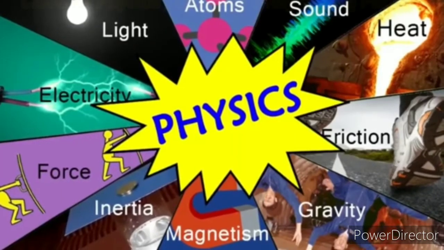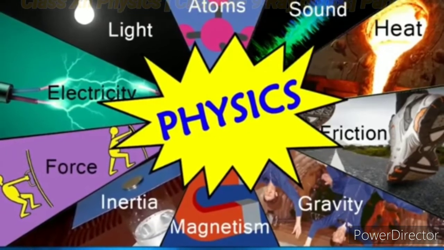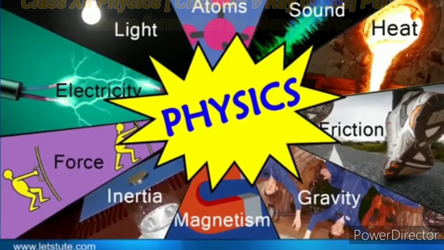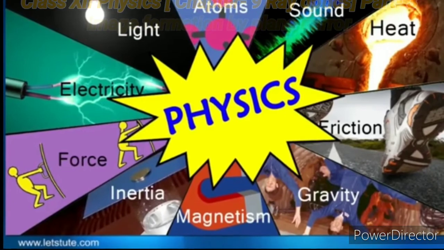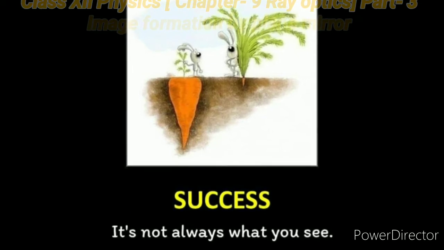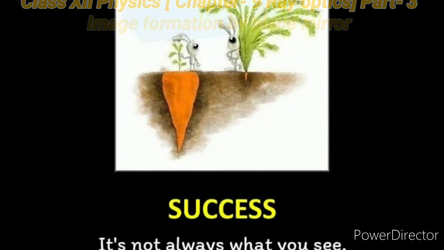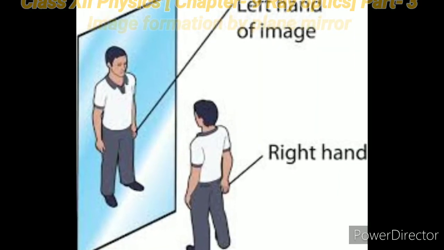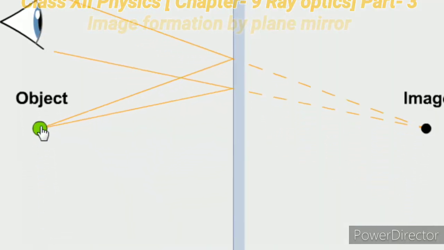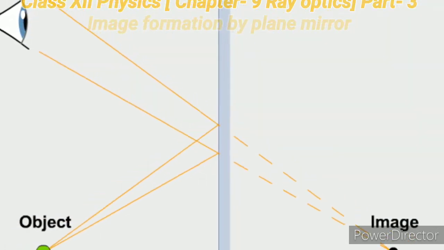Good morning everyone. Today we are going to learn image formation by a plane mirror and the characteristics of the image formed by a plane mirror. As we know, the image formed by a plane mirror is upright, virtual, and has the same size as the object. The distance between the object and mirror, and the mirror and image, is the same. We follow all these characteristics and the law of reflection to draw the ray diagram.